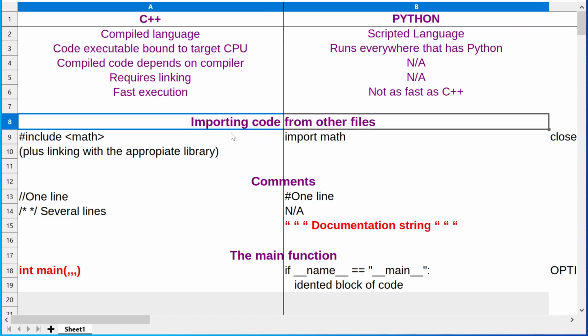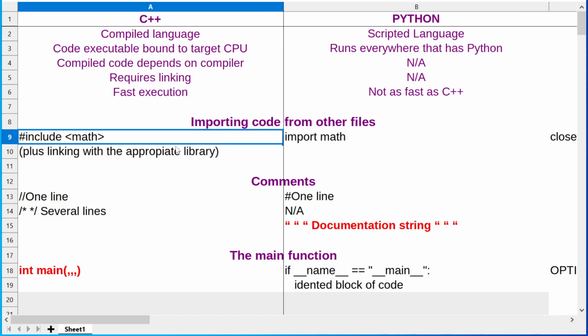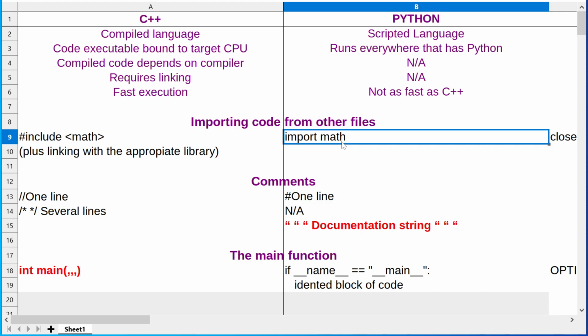So if you want to import code in C++, you will have to use the include preprocessor keyword, and later on, after compiling your program, you have to link it with the appropriate library. In Python, the only thing you have to do is download the appropriate library from the internet and do an import.